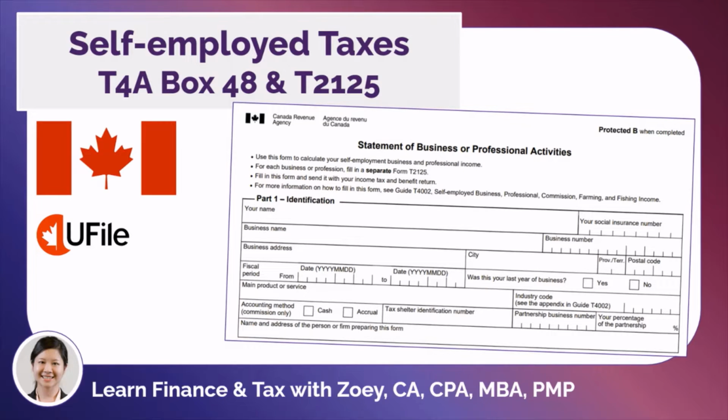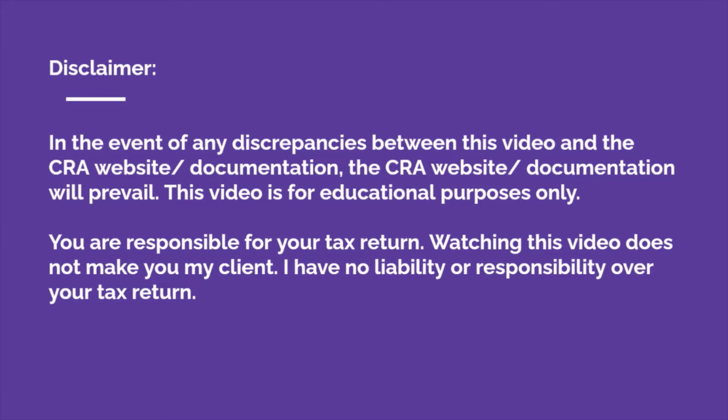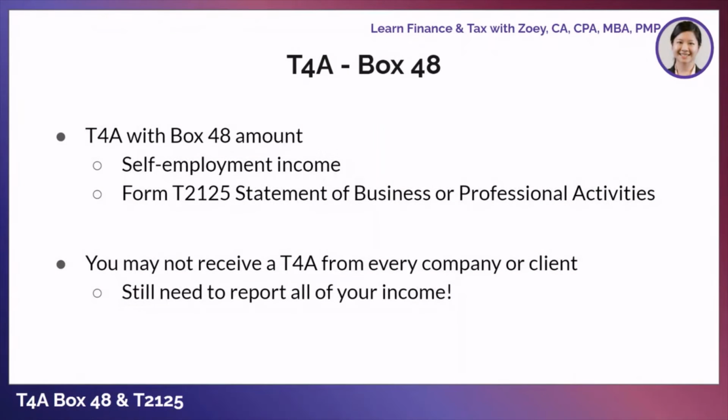In this video, I will explain how to report T4A Box 48 income on T2125 using uFile. If you receive a T4A with a Box 48 amount, you have self-employment income. This means you have to complete the Form T2125 Statement of Business or Professional Activities.